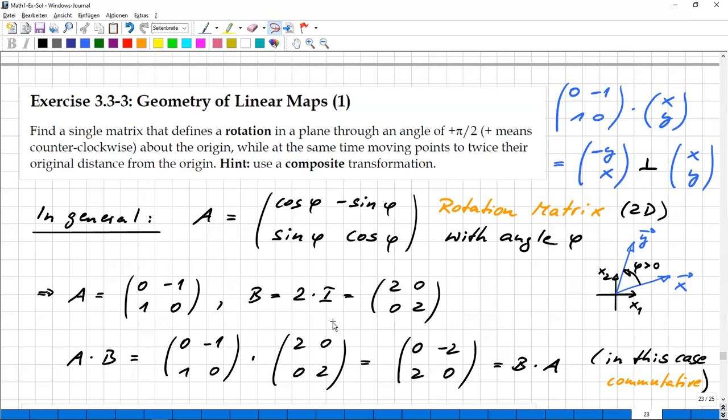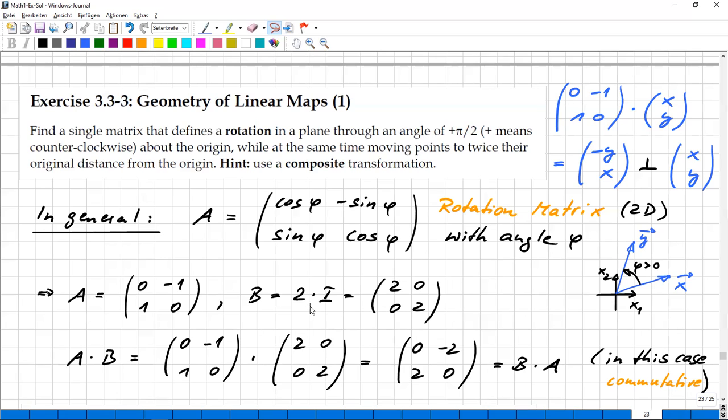And then this one times this one: 0 times 0 plus minus 1 times 2, so I get here my minus 2. Then second row, first column: 1 times 2 plus 0 times 0, so 2. And again, second row, second column: 1 times 0 plus 0 times 2, which is 0. So in the end, it's easy.